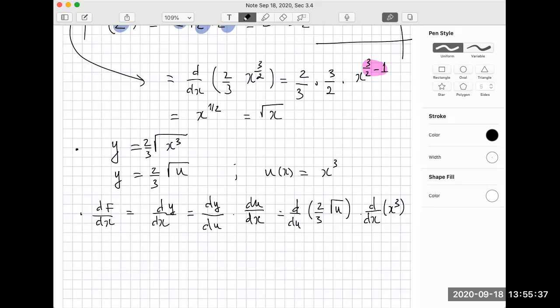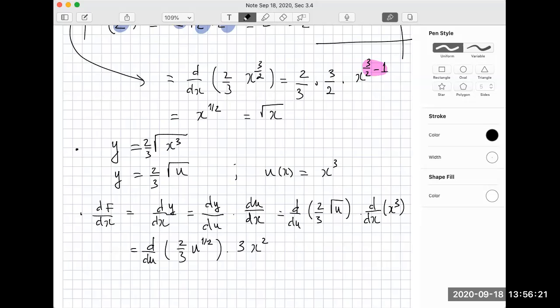Okay, is it clear? William, can you see it? Very good. So now, again, d over du of 2/3 square root of u, which is u to the 1/2, right? And here, du over dx, what is it, Daily? Du over dx of x cubed? Yes, perfect. 3x squared. Very good.